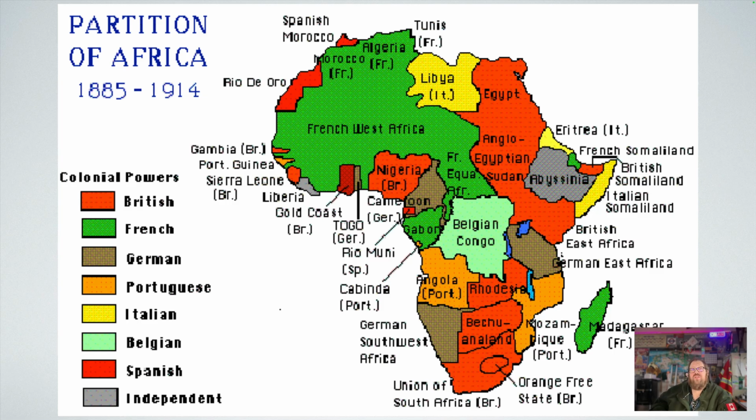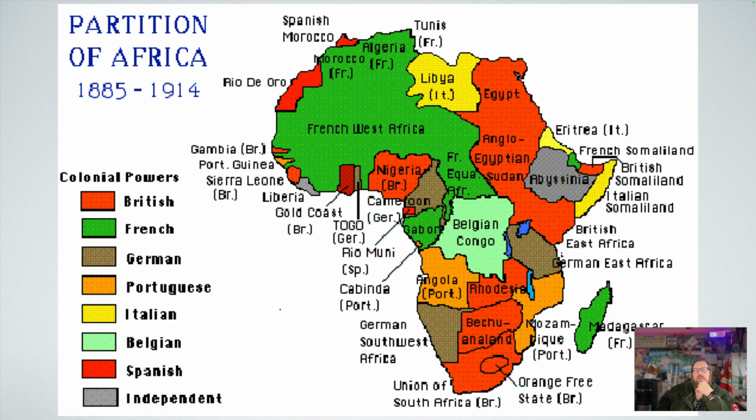The Spanish, even though the Spanish Empire had declined precipitously and would continue to decline, they will still have areas in Africa. Not a ton, but some. And then, of course, the independent countries. So if you just go down that key there, it shows you what countries are what. But yeah, it's really incredible to see this territory that was made up of these people that, for the most part, did not get to control their own lives at all.